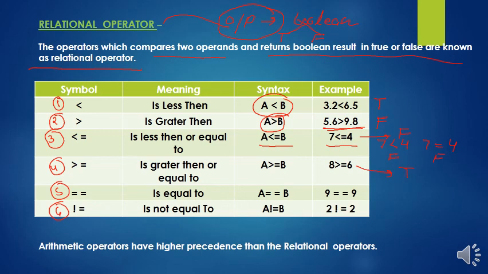9 is equal to 9. The condition is true. Both values are equal, so it is known as the equal to operator. It is also known as the equality operator. Next is 2 is not equal to 2. It will give the result what? False.